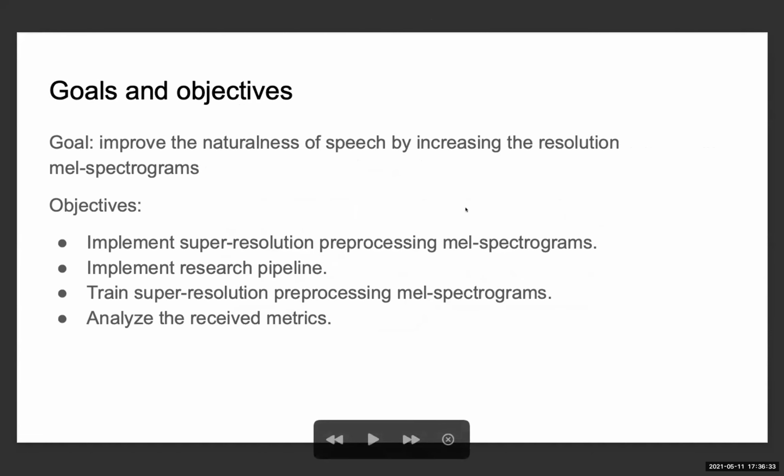To achieve our goal, the task was set to implement super resolution pre-processing Mel spectrograms, train super resolution pre-processing, implement research pipeline, and analyze the received metrics.